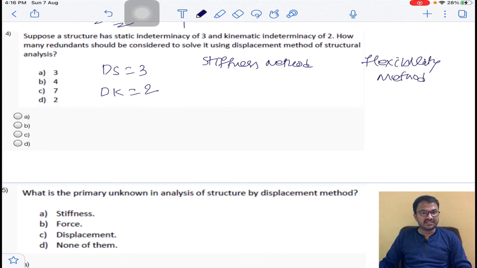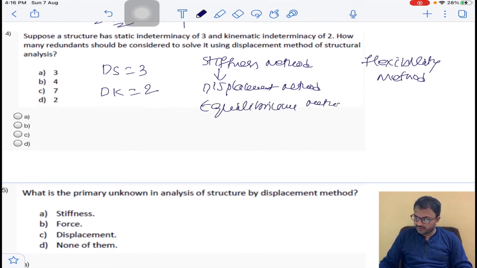Okay, so it is a flexibility method. In the stiffness method, the unknowns are displacements. That's why we call this method the displacement method. And to calculate these unknowns, we will use some equilibrium equations. That is another reason we call this the equilibrium method.